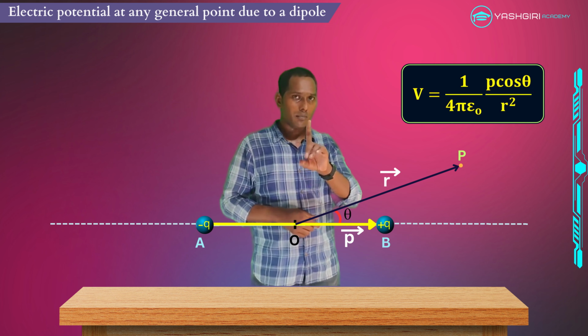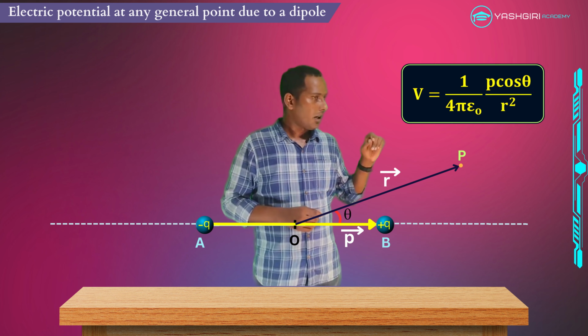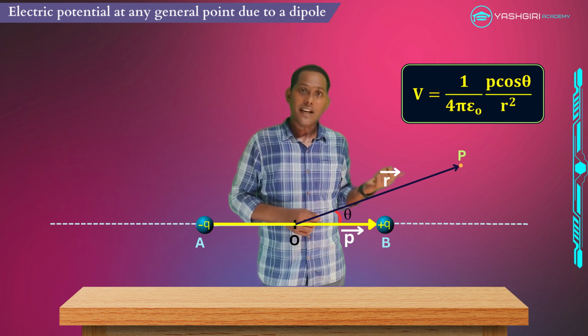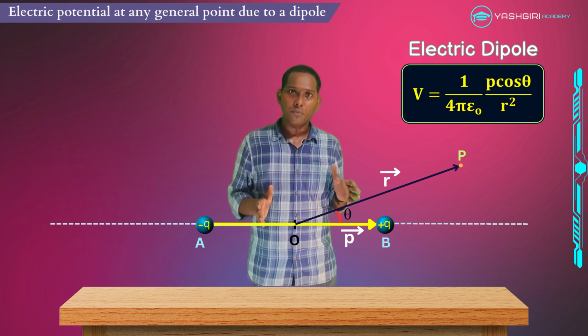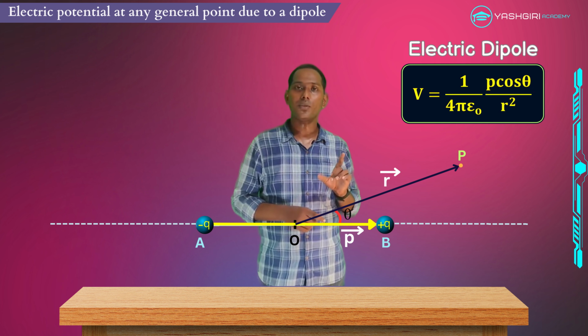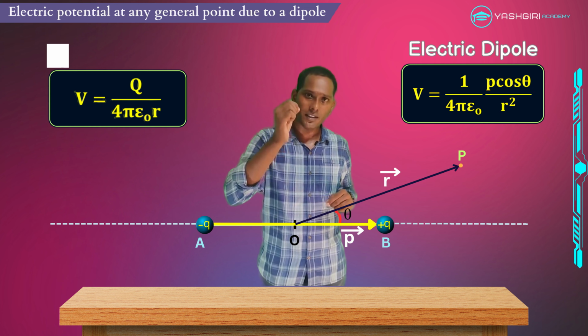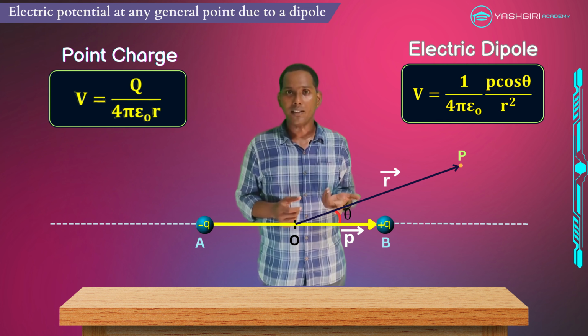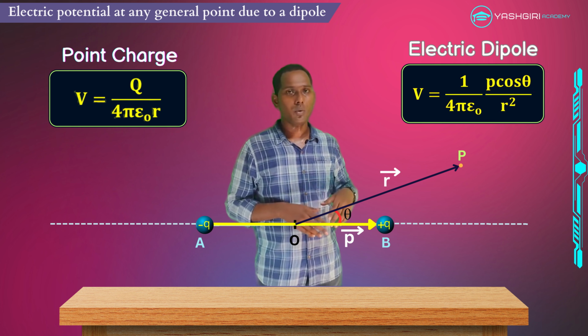One more point to make a note, students. We saw that the electric potential for this dipole varies as 1 over r square. And if you just see, the electric potential due to a point charge was 1 over r. So that is again a point to make a note.